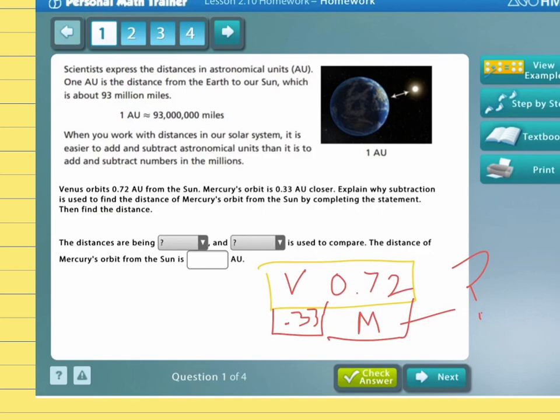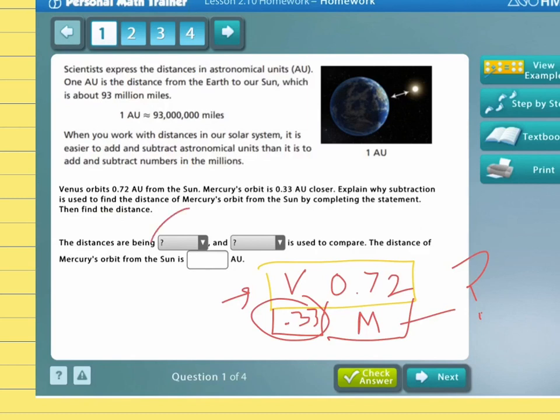So I've drawn a comparison bar model here. Venus is 72 hundredths AUs, and Mercury is 0.33 or 33 hundredths closer than Venus. So the difference there would tell us what the orbit of Mercury is. So in comparing, you're going to subtract the two.